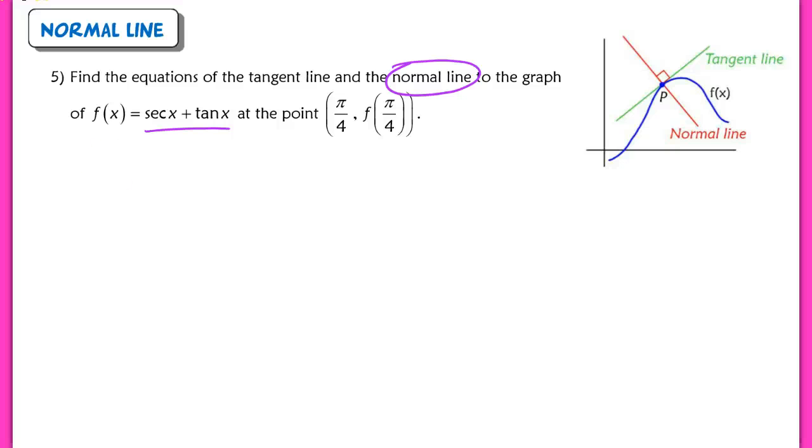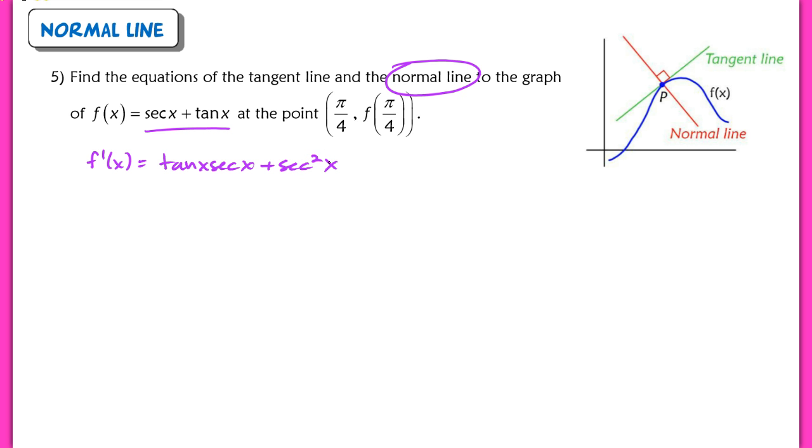You have to find the derivative, so we have to work on finding f prime here. Now f prime is going to be the derivative of secant x plus the derivative of tangent x. So the derivative of secant x is tan x times the secant of x. That's something you need to have memorized. And then the derivative of tangent x is going to be secant squared x.